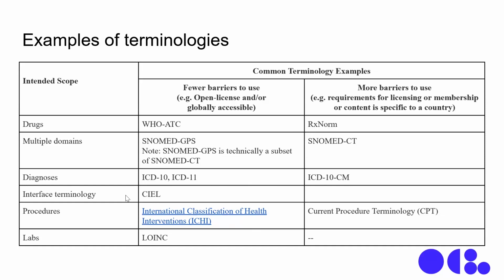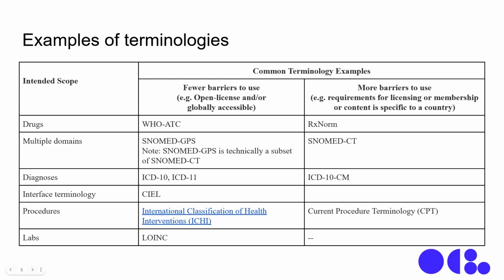Interface terminologies, you might have worked with the CIEL interface terminology before, makes it interface friendly and much more convenient to put directly into OpenMRS. There's also procedures like ICHI and Current Procedural Terminology. And for labs, there is LOINC, which is already open license, and there really isn't a harder to use set of it because LOINC kind of is the lab standard.